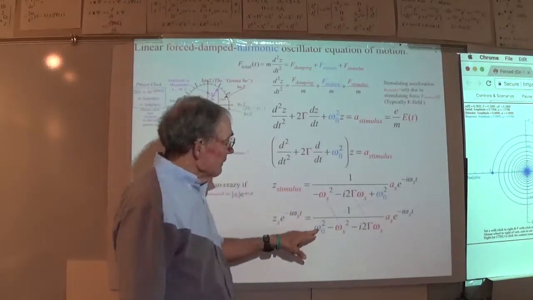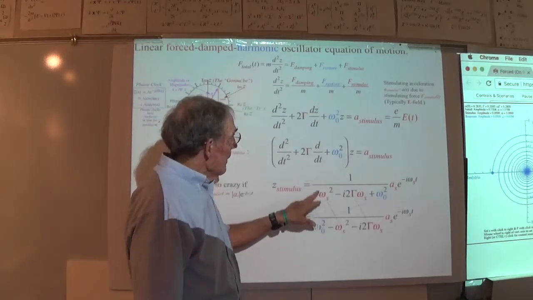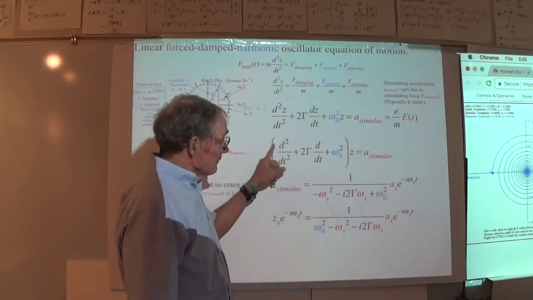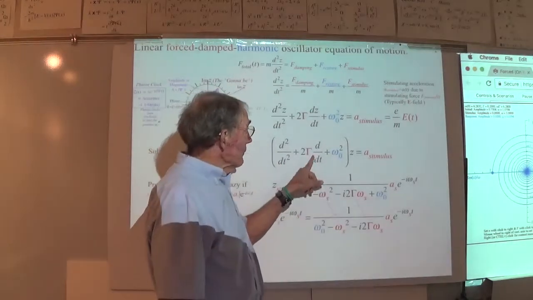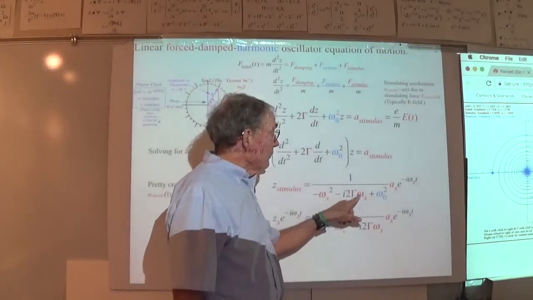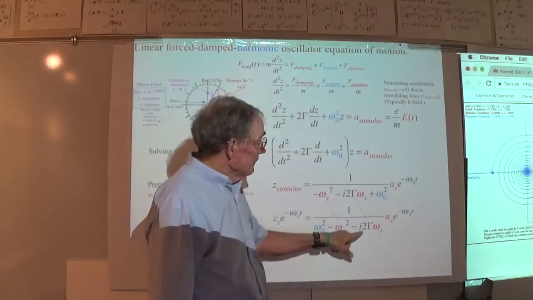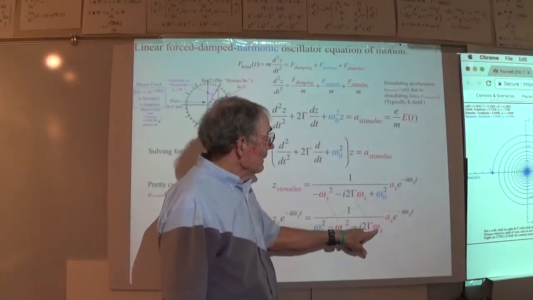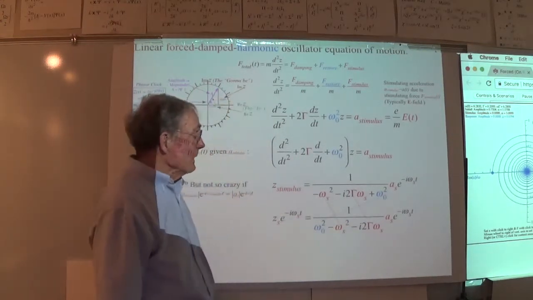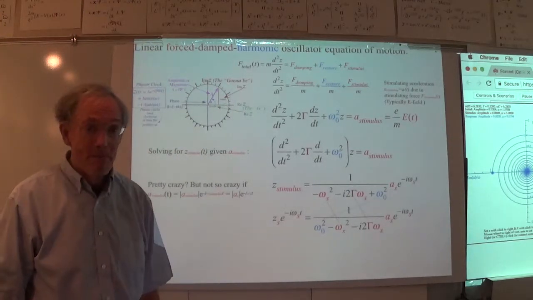Basically, we'll take this guy here that comes from the acceleration and put it in the second spot. Then the first-order derivative in the middle, which gives us a single i omega s, is sitting waiting for us right here, times 2 gamma. That's called finding a Green's function.